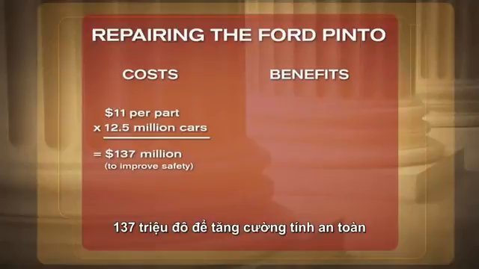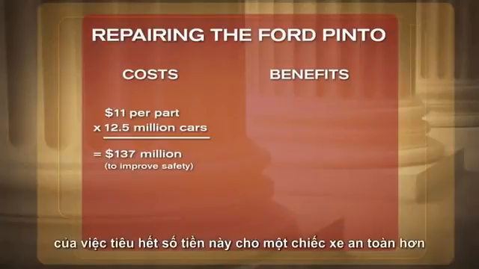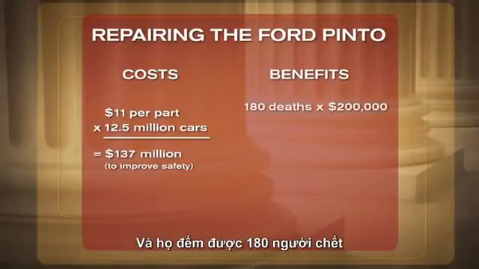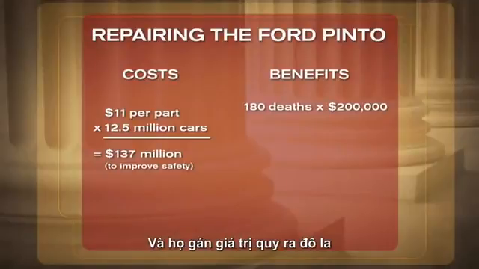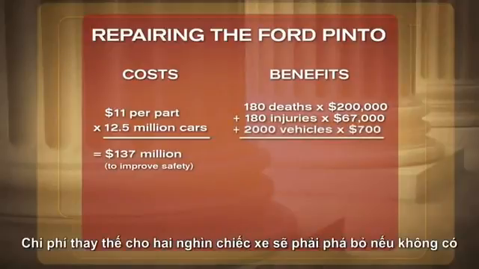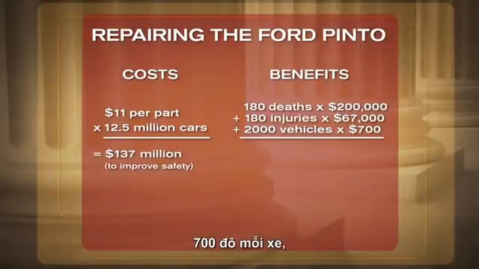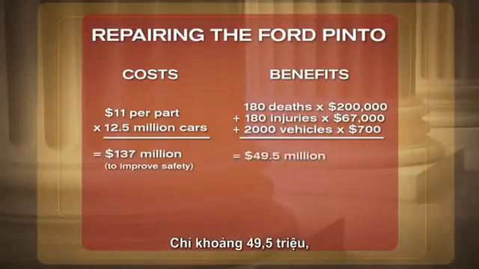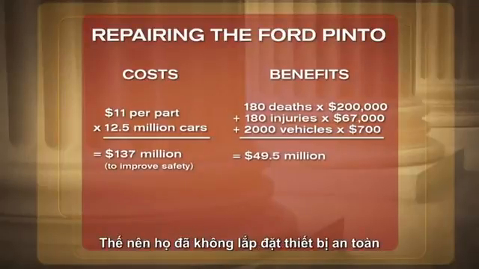safety. But then they calculated the benefits of spending all this money on a safer car, and they counted 180 deaths, and they assigned a dollar value, $200,000 per death. 180 injuries, $67,000. And then the replacement cost for 2,000 vehicles that would be destroyed without the safety device, $700 per vehicle. So the benefits turned out to be only $49.5 million, and so they didn't install the device.